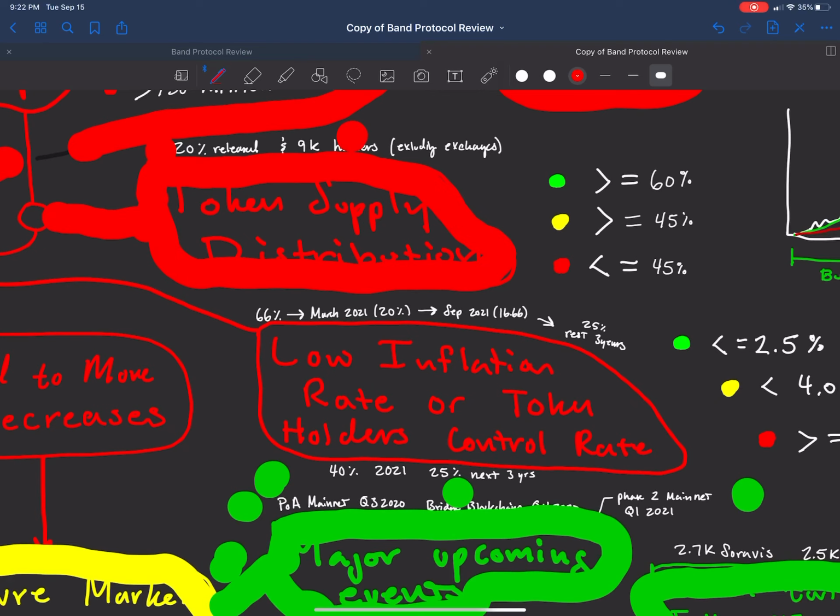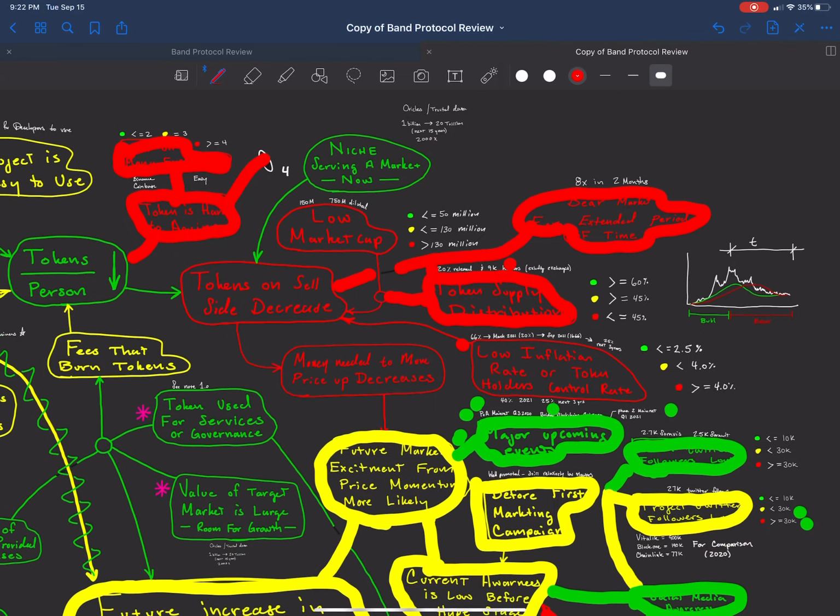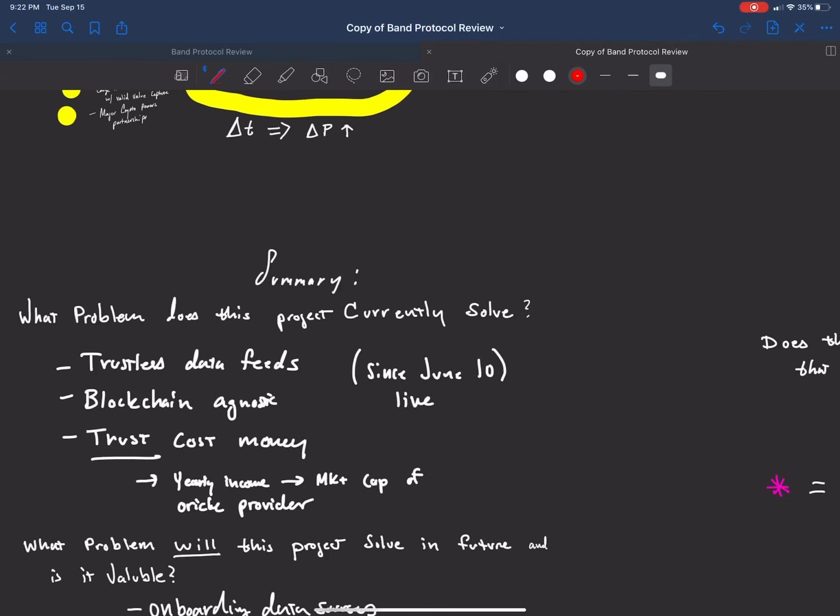This is another reason. If you're wondering why this project has seen a pullback recently, it's because of this. It has had a 66% inflation, or new supply release of tokens, just recently. So 66% inflation in a short period, and that's being released right now. And that's why we're seeing such a strong pullback, because there's a lot of tokens being freed up. This project did launch on June 10th. It became live on June 10th.